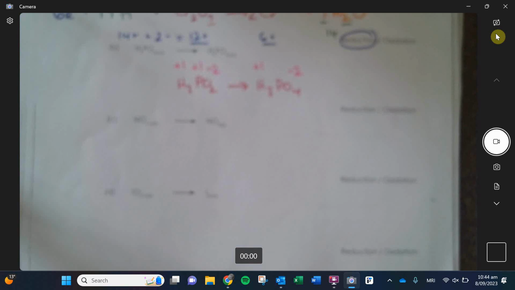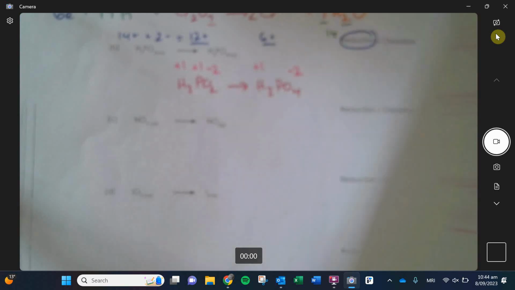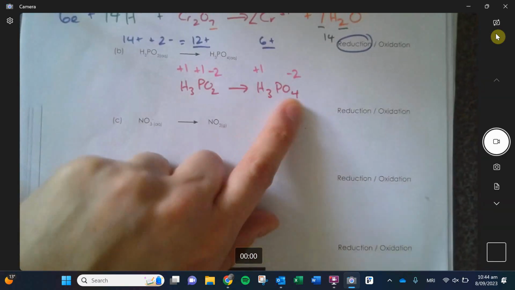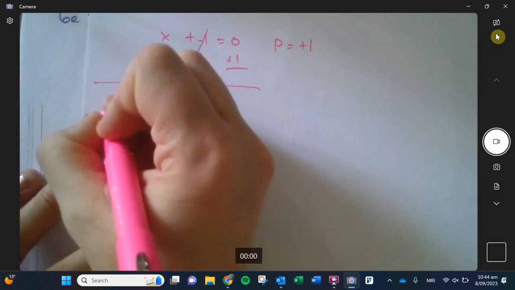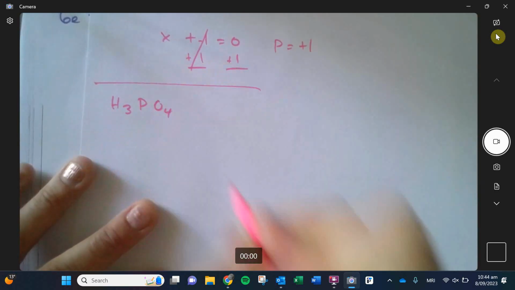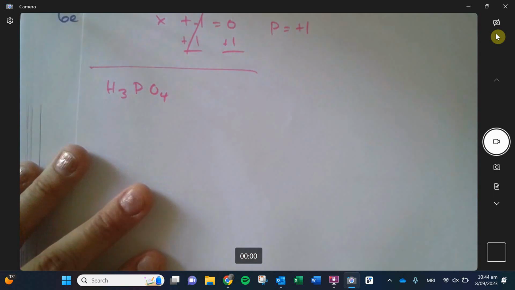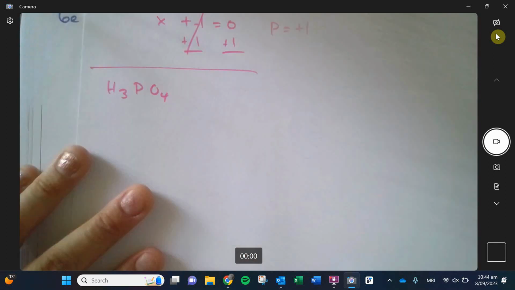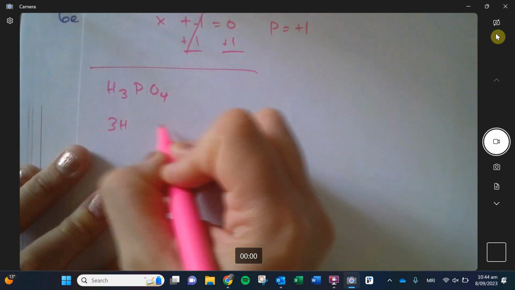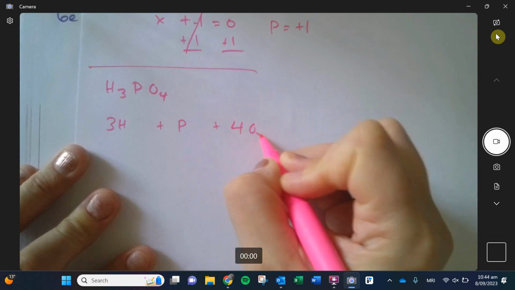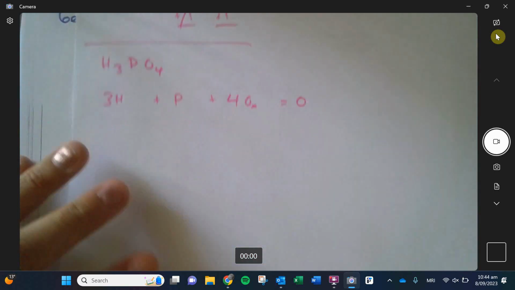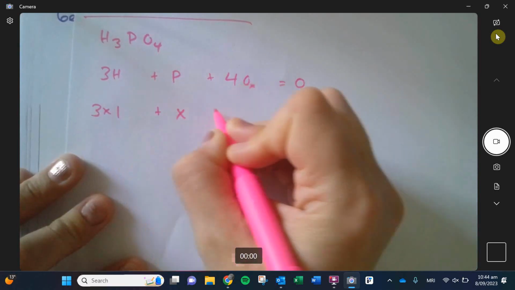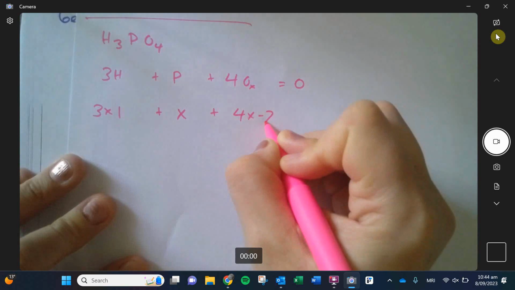We good? All right, second one. So we have 3 hydrogens still, the 1 phosphorus, but now we have 4 oxygens. So H3PO4. Again, we can assume that this equals 0 because oxidation numbers in a molecule add together to 0. So I have 3 hydrogens plus the phosphorus plus, in this case, 4 oxygens equals 0. And we plug in the oxidation numbers that we know.